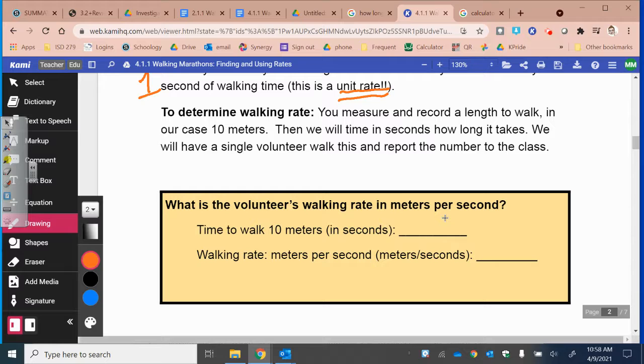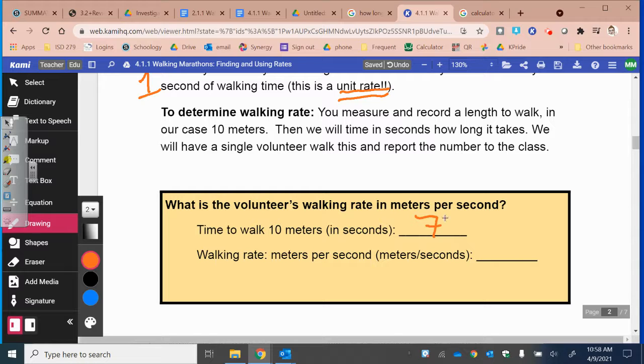So what is the volunteer's walking rate in meters per second? This is going to change from class to class. So if you're not able to participate with us in class, you're at home or you missed a day, let's say that the person took 7 seconds to walk the 10 meters. To calculate our walking rate, we need to do meters per second.